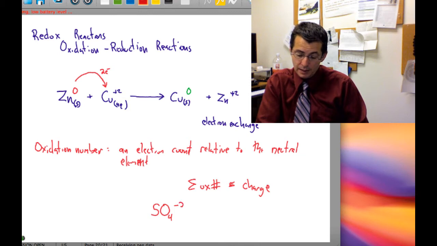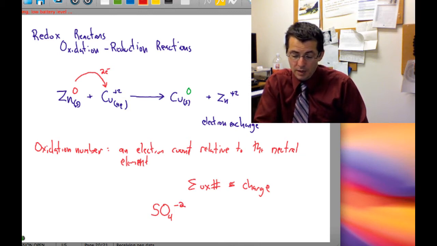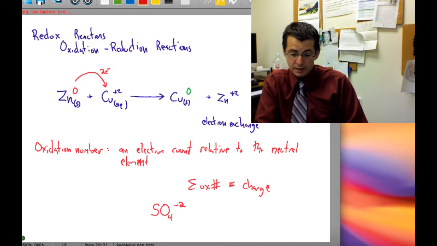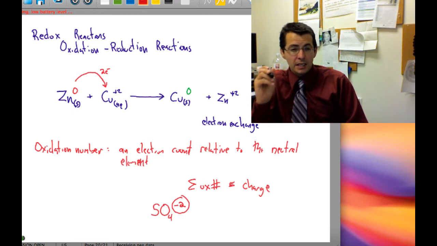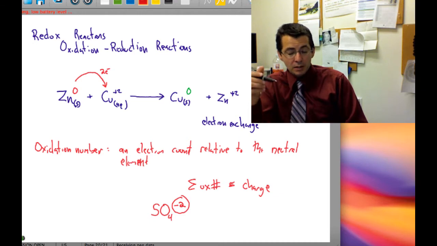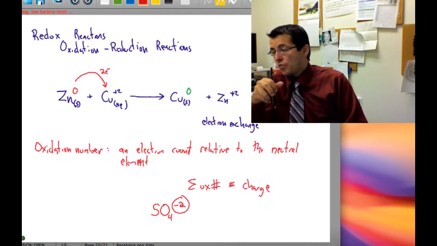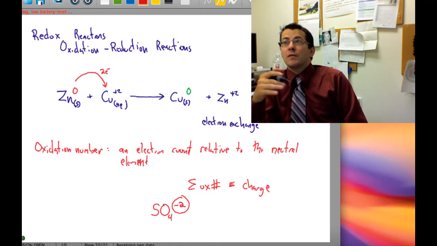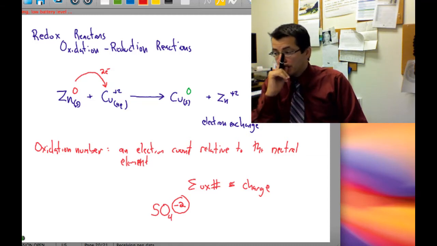So for instance, in the sulfate ion, we can start to develop an idea of the oxidation numbers. What this says is that the sum of the oxidation numbers is equal to -2 in this particular case. But what are the individual oxidation numbers? The way we go about determining the oxidation numbers basically relies on a couple simple metrics that we can use to measure this.